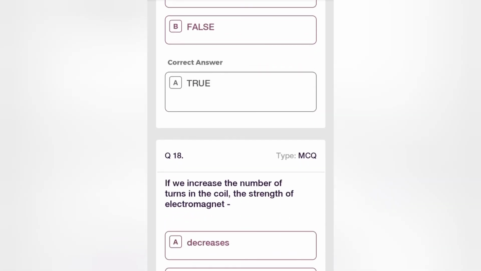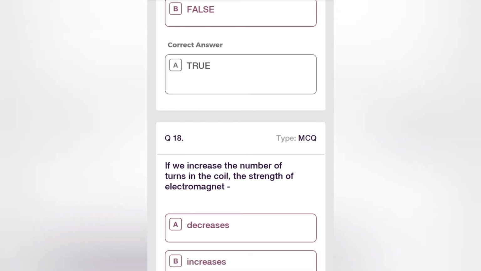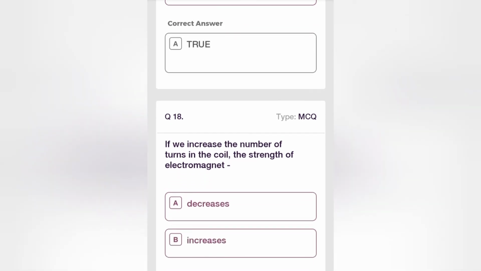If we increase the number of turns in the coil, what happens to the strength of the electromagnet? Yes, it is going to increase because they are directly proportional. Just now we have seen.